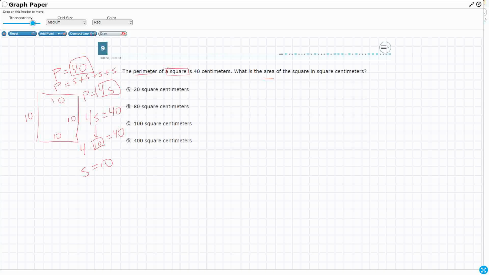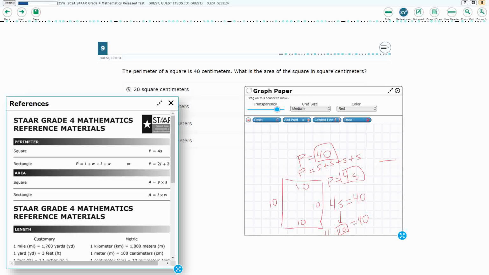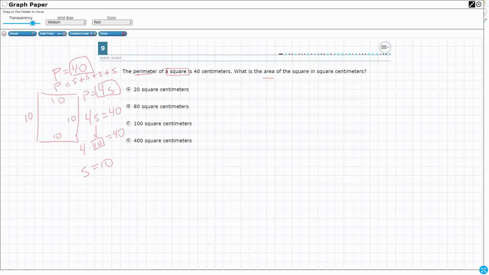That just helps me figure out what the area is. And if I ever get stuck here, remember, we do have reference materials, right? And we can look to see, and you see the perimeter of the square is at the very top right there. It says P equals 4s. The area of a square is going to be side times side. So we need to have side times side.